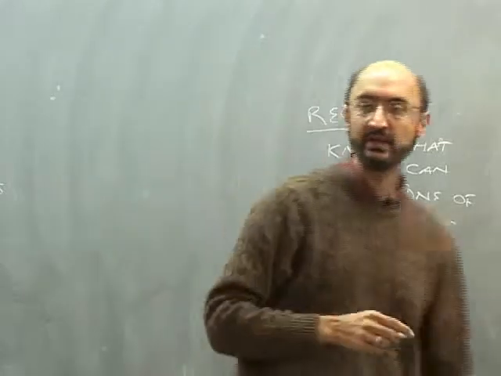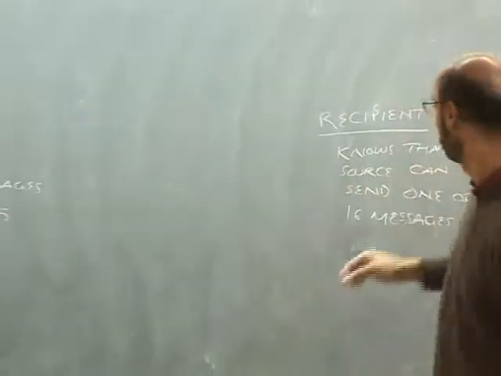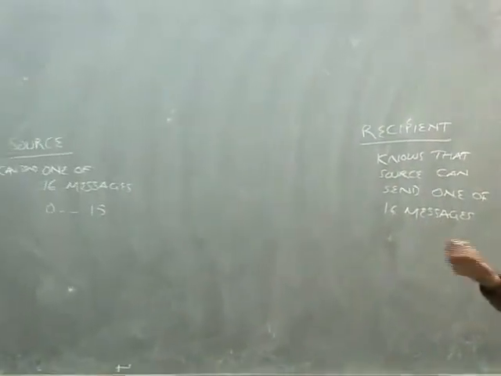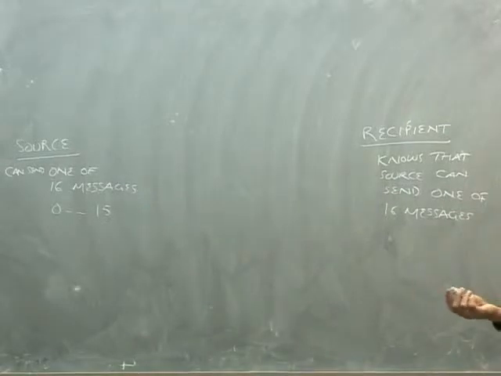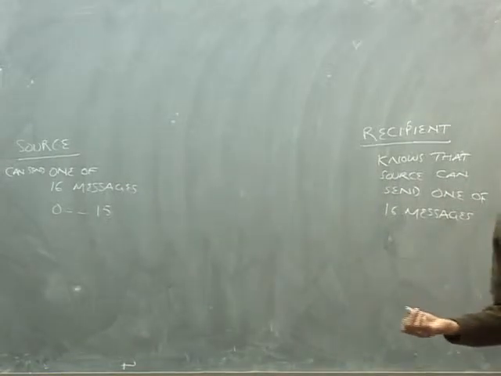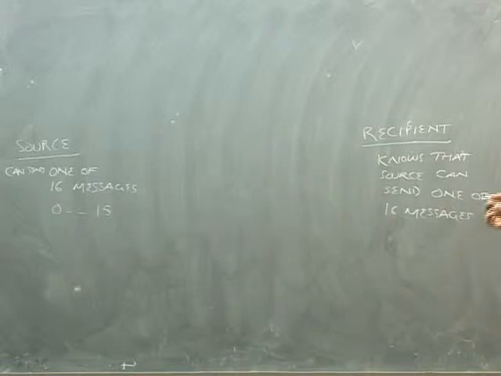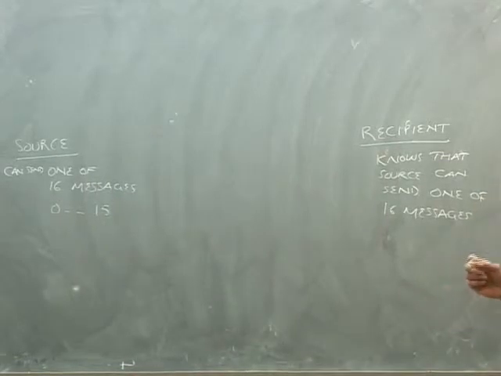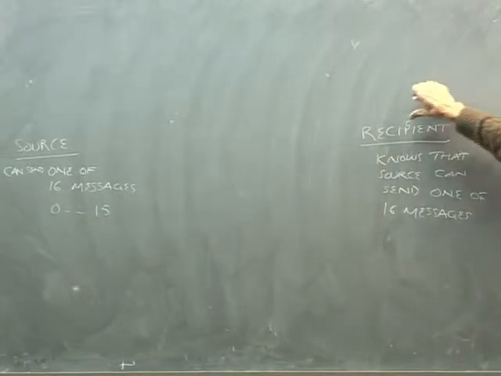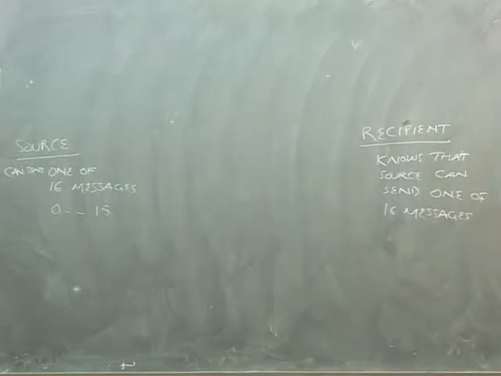So remember, this is a fairly important simplification. Typically, if you're walking past a billboard, you don't know what's going to be on the billboard. But here, for the sake of simplifying the analysis, the recipient knows that the source is going to send one of 16 messages, and for the moment, we'll assume that the messages are equally probable. They're all equally likely.